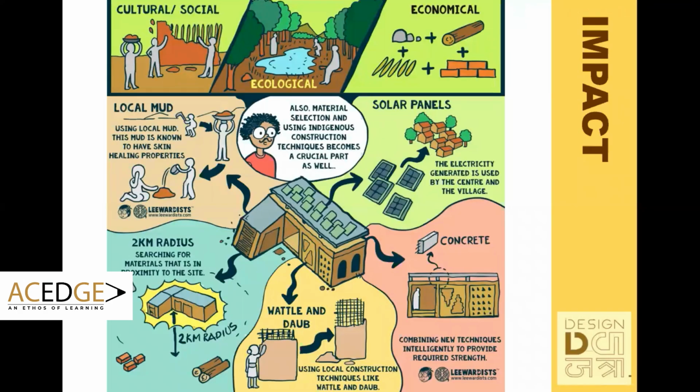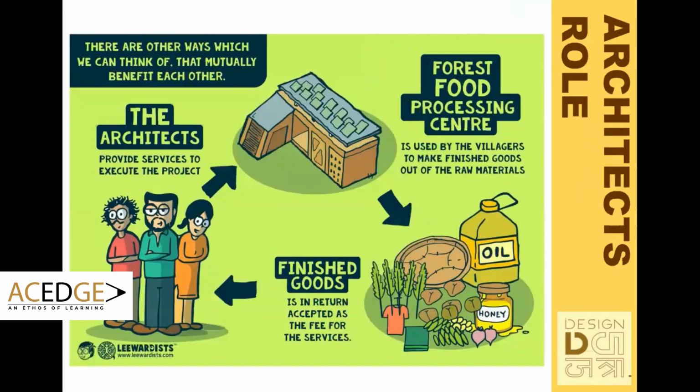So that's why we feel really good about this particular project. And this is where the role of architects comes into the picture. Also, this is an extremely cheaply made structure. For example, it is a 1200 square feet forest food processing center, but we built it at a cost of 3 lakh 7,000 rupees.